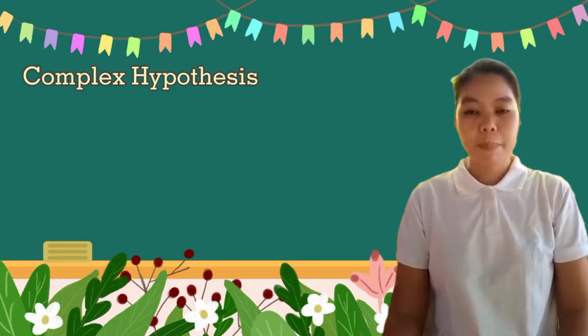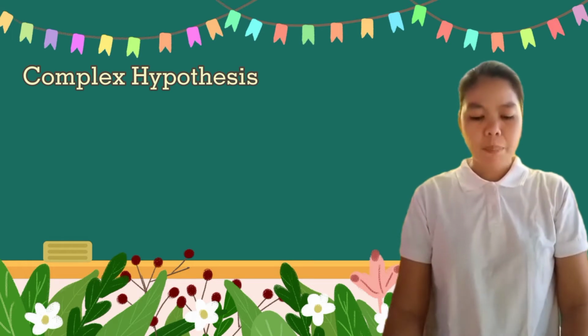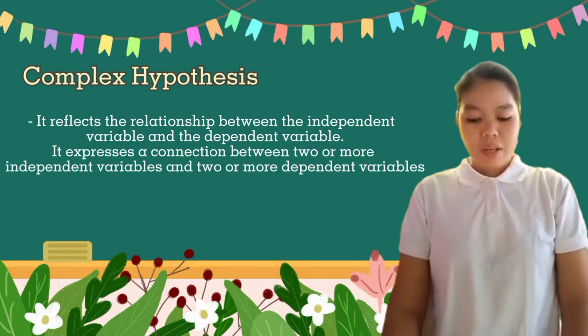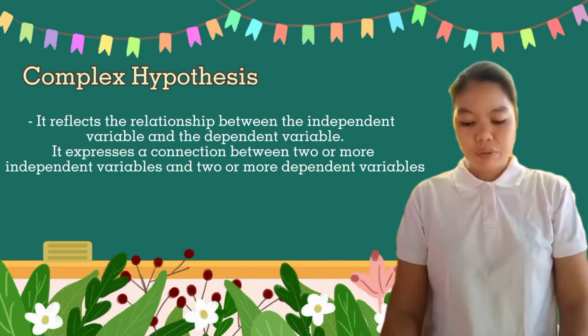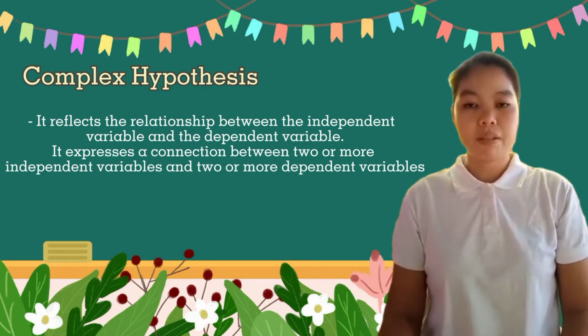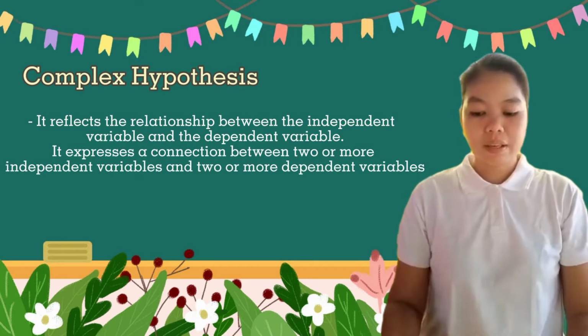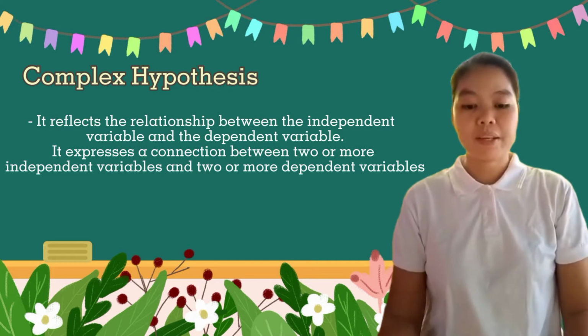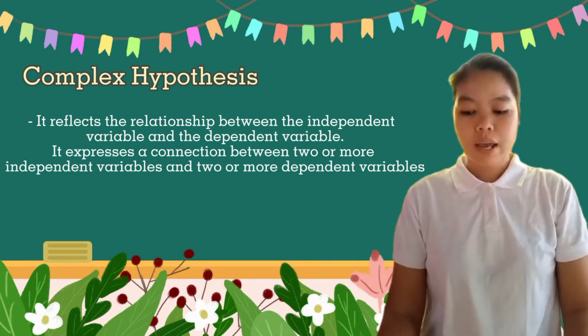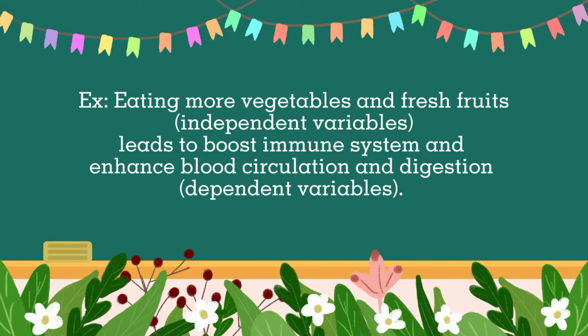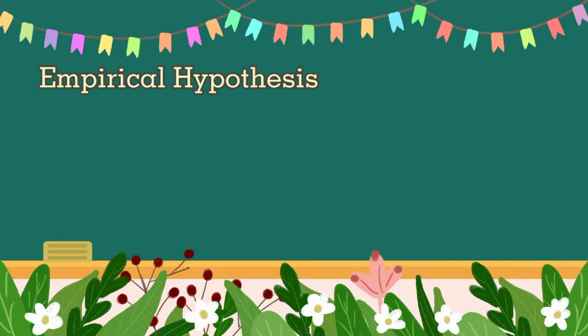Second, the complex hypothesis. A complex hypothesis reflects the relationship between the independent variables and the dependent variables. It expresses a connection between two or more independent variables and two or more dependent variables. Example: eating more vegetables and fresh fruits leads to a boosted immune system and enhanced blood circulation and digestion.